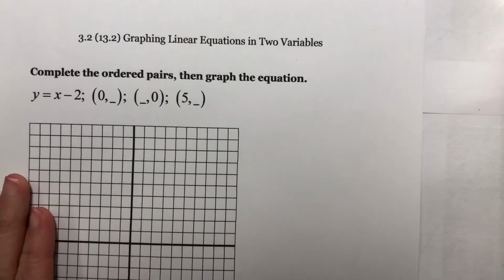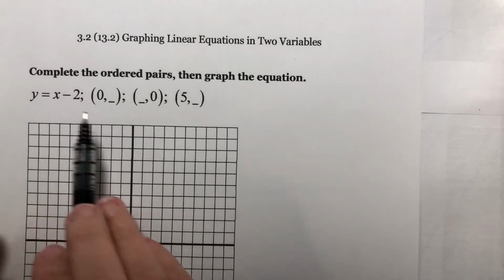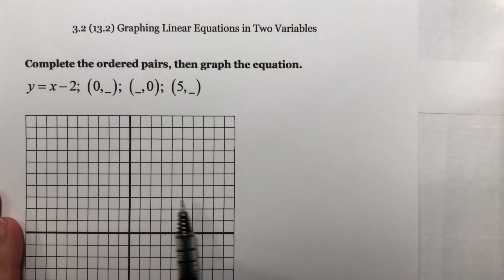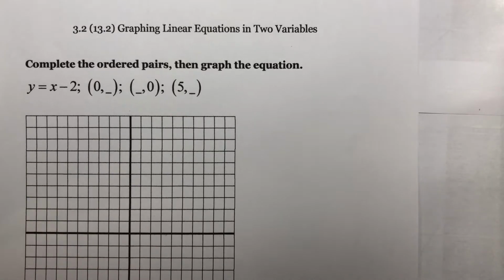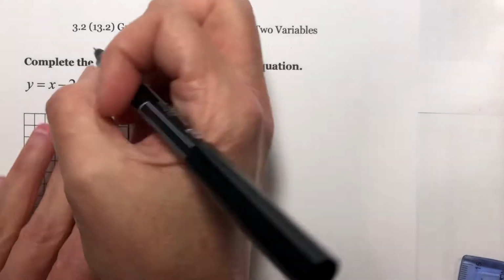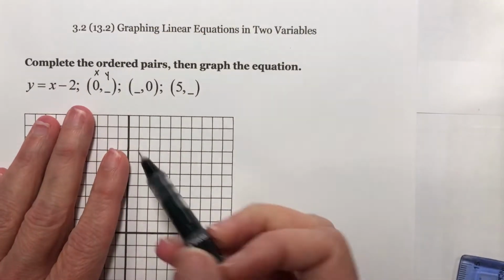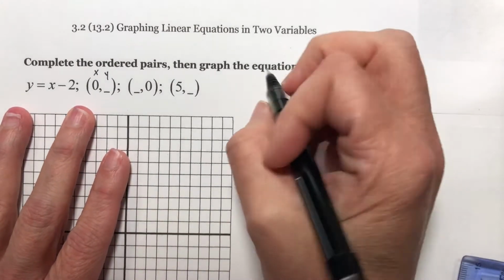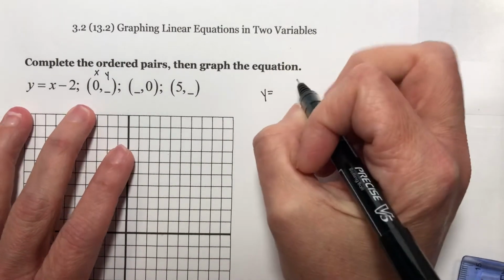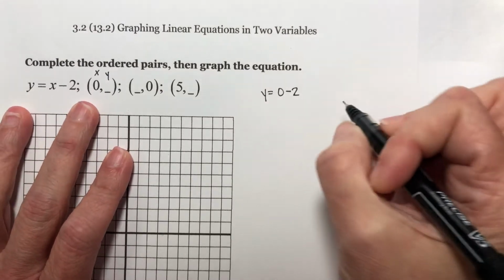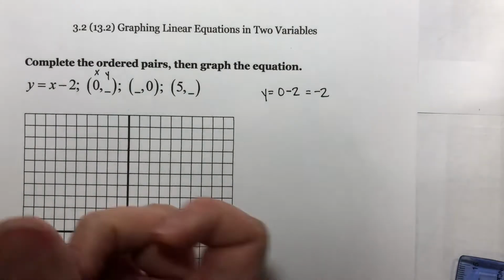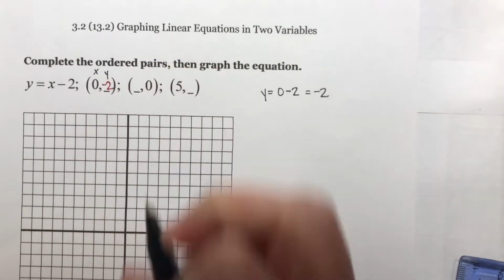This first problem, they want us to complete the ordered pairs, and they've given us 3 of them. And then they want us to plot it and then graph the equation. Okay, so what is all of this that we have to do? This one says, remember it's always x and then y. This one's saying I need to plug in 0 for x and see what I get for y. Well, that would be y is equal to 0 minus 2, and 0 minus 2 is negative 2. So the number that should go in this ordered pair is negative 2.